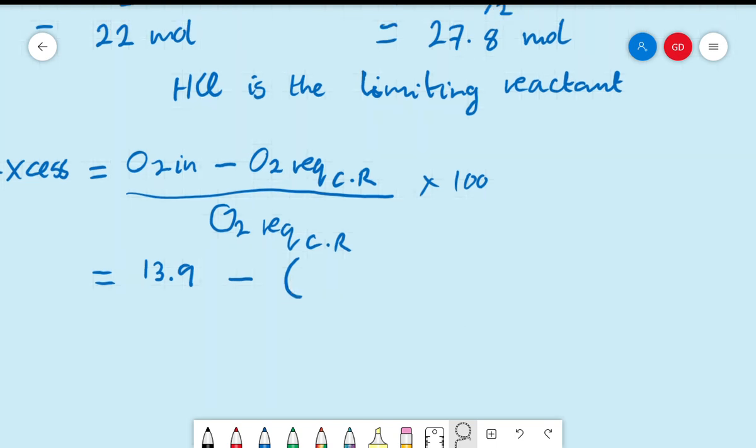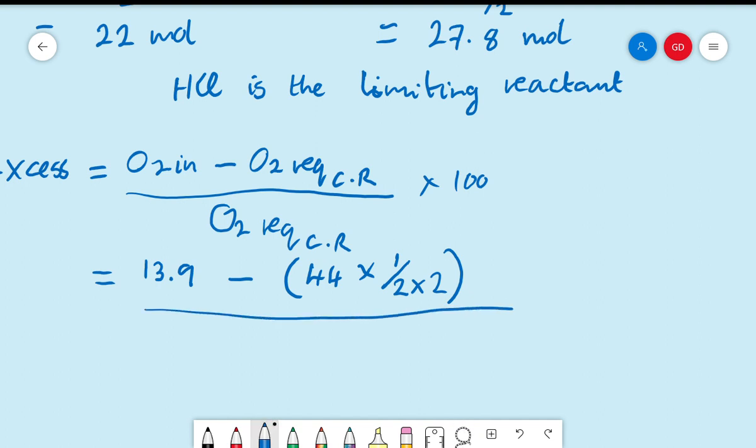So now when we have to find the oxygen required here, it is the moles of the limiting reactant fed, which is 44, multiplied by the stoichiometric coefficient of the excess, which is half, divided by the stoichiometric coefficient of the limiting, which is 2. This 2 here is the stoichiometric coefficient of the HCl, and this half is the stoichiometric coefficient of the excess. So now you just substitute in the equation, and this is all over 44 multiplied by 1 over 2 times 2, that's like 4.